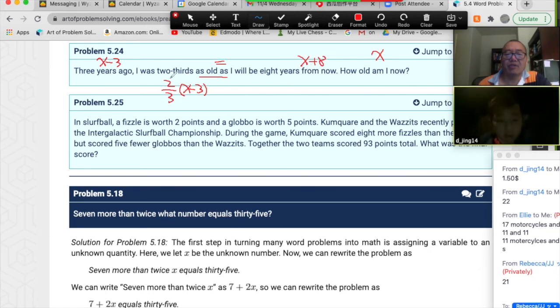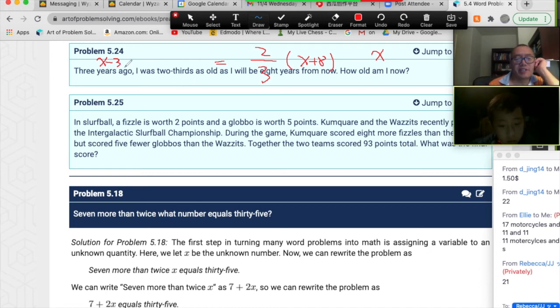Say, I was 2/3 as old. Okay, wait. What we did here is wrong. This one is x minus 3, right? I was 2/3 as old as I will be 8 years from now. So this one times 2/3 equals x minus 3. The equation is this, right? Then you solve for x. The value you found for x will be my current age, right?